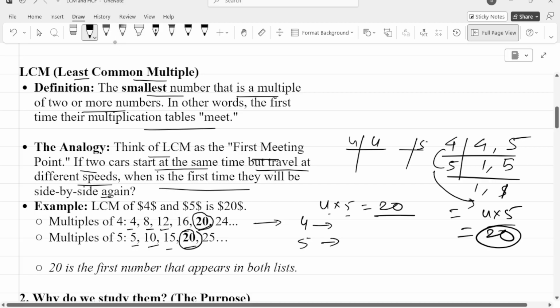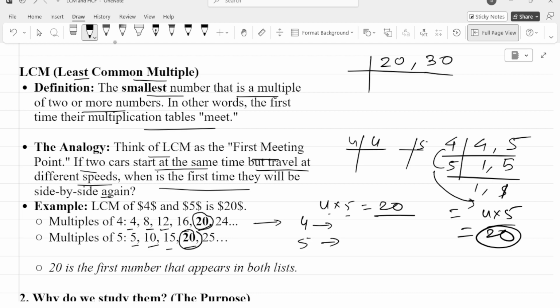Now I give another example. For example, we take greater values, 20 and 30. Okay, now we always take the smallest prime factorization number for tabling, but I took a greater number directly.